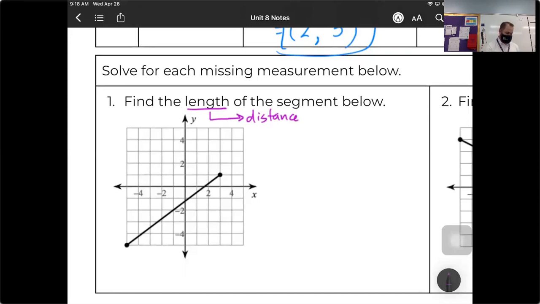We actually turned this into a triangle on the graph, right? We made it a right triangle. And if I draw in those lines and I count the distances, 1, 2, 3, 4, 5, 6 vertically, and 1, 2, 3, 4, 5, 6, 7, 8 horizontally, you have two sides of a right triangle. How do I find the third side? A squared plus B squared equals C squared, the Pythagorean theorem.